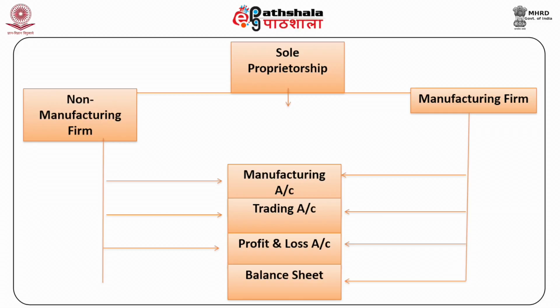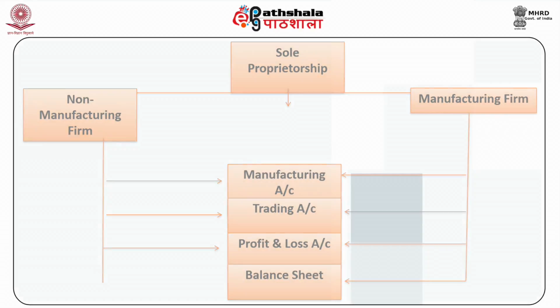It's a simple case of sole proprietorship. On the left hand side you see a non-manufacturing firm which prepares trading account, then profit and loss account and balance sheet. On the right hand side you see a manufacturing firm which has to prepare first manufacturing account, then trading account, then profit and loss account and then balance sheet.